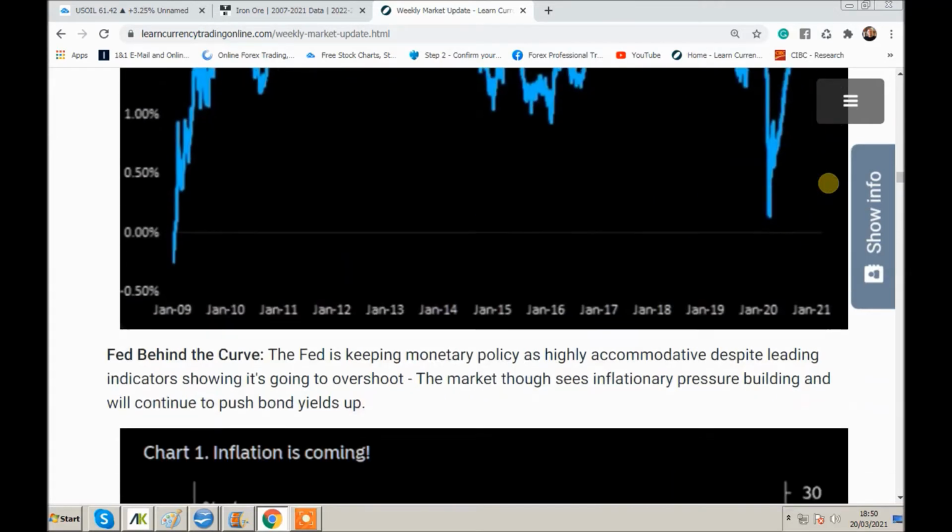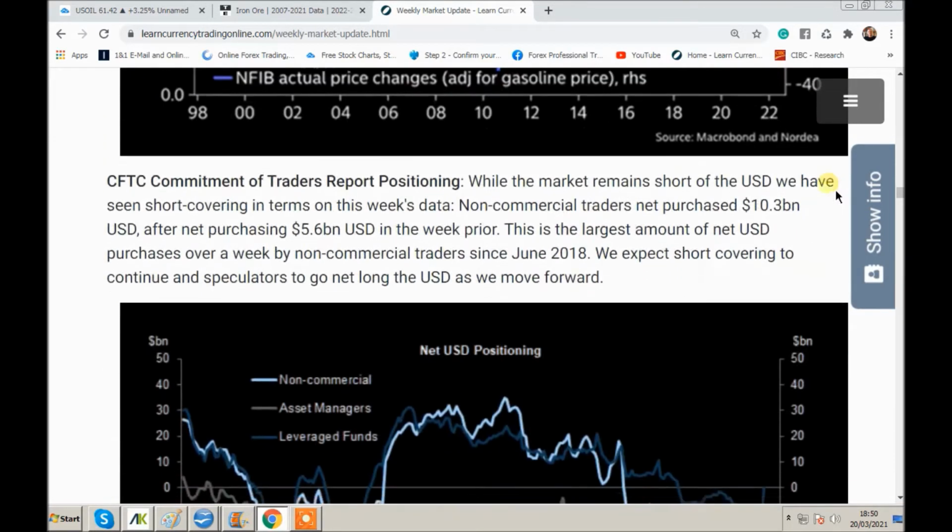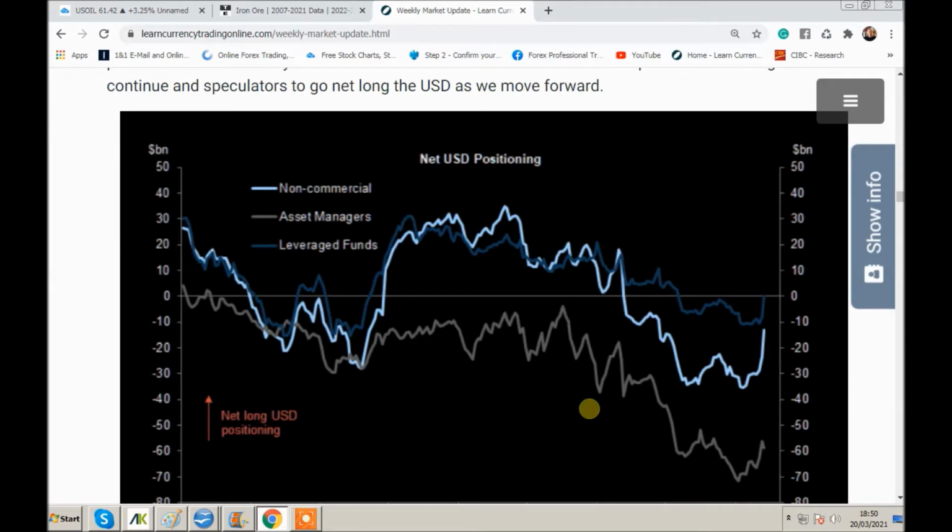Right, next chart. Next chart we want to go to, there's another one on inflation. This one here is net USD positioning on the commitment of traders report. It comes out, it's from the CFTC. It shows 3 groups: non-commercials, asset managers, and leveraged funds. And you can see last week there's covering of shorts by non-commercials. They're still short when they're beneath this line.